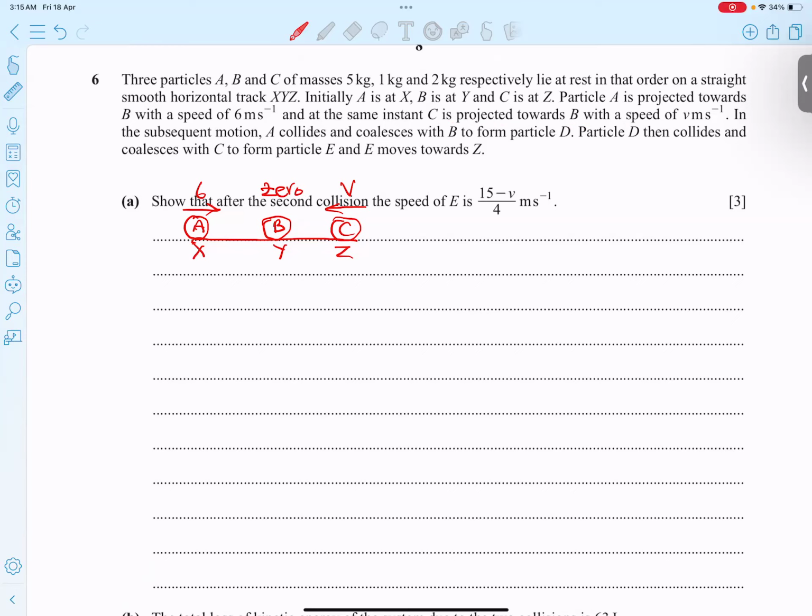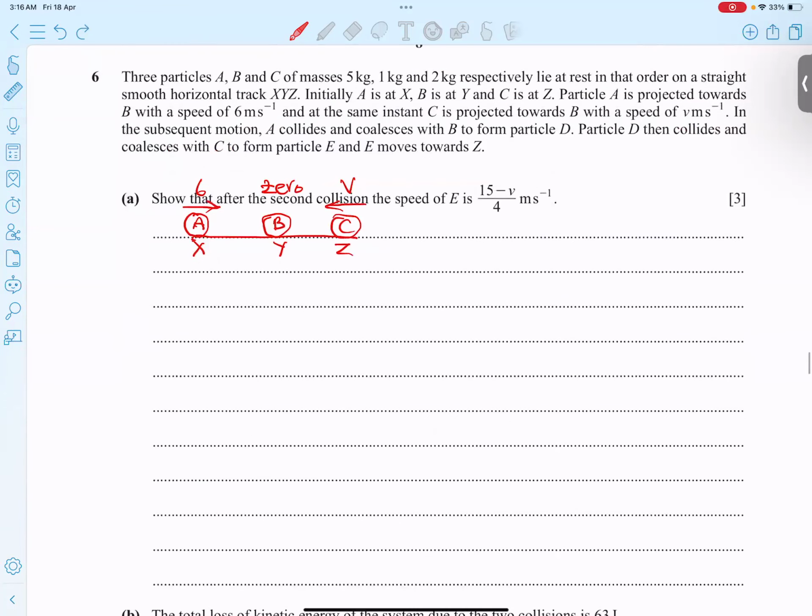A collides and coalesces with B to form a particle D. After the collision, students, they will become one particle. Its name is D. Then D collides with C and forms another particle E. So when they're together, C will hit and they will make a new particle. Let's try to do it and show the speed of E after the second collision.